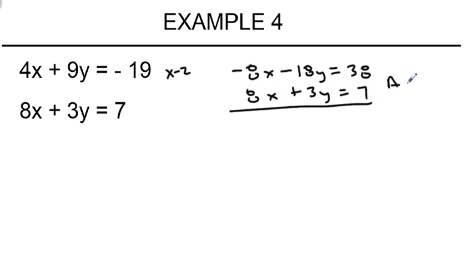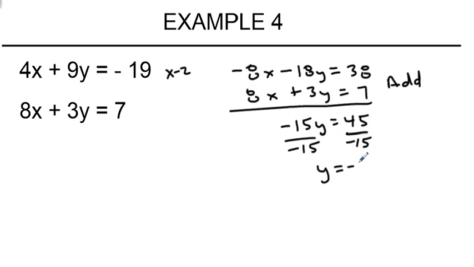And so we're going to add. So here I'm showing it doesn't matter which one we eliminate first. So here we get a -15y equals 45. We're going to divide by -15. Whatever you do to one side, you do to the other. And so y equals -3. Once we have that, we can come over here. I'm going to do the smaller number one. So 8x plus 3 times a -3.